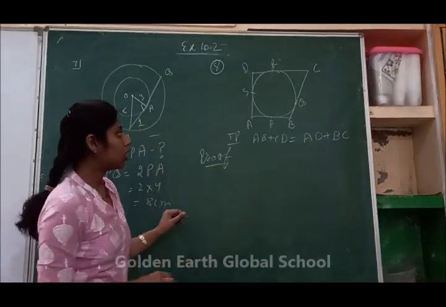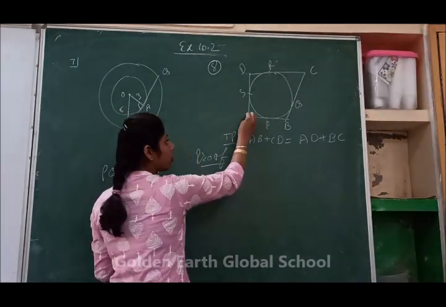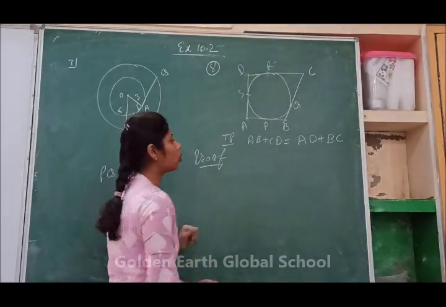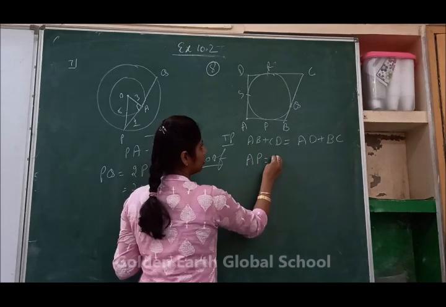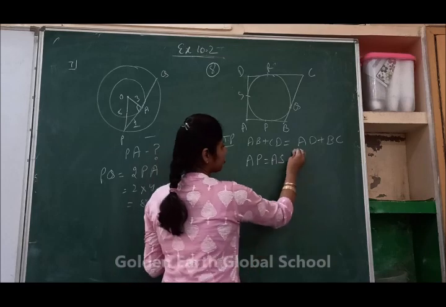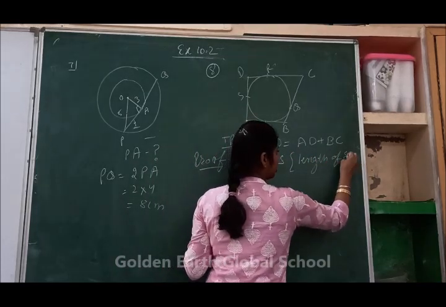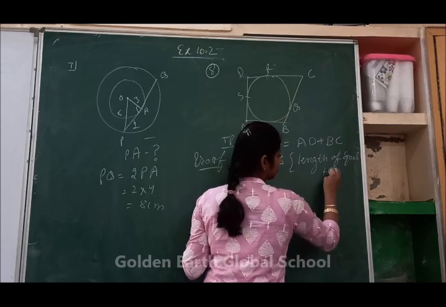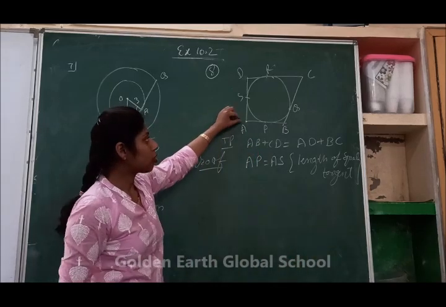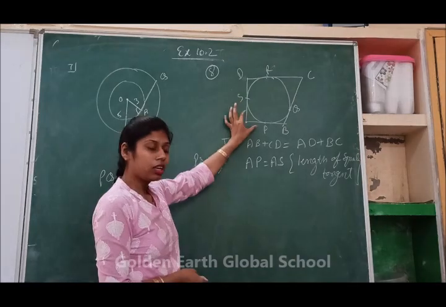Proof. Now A is an outer point, so from point A two tangents can be drawn, AS and AP. These two are equal. Why? Second theorem अभी की थी हमने. Length of equal tangents, या फिर length of tangents. Clear? From an external point, if we draw two tangents to a circle, then these two lengths are equal.